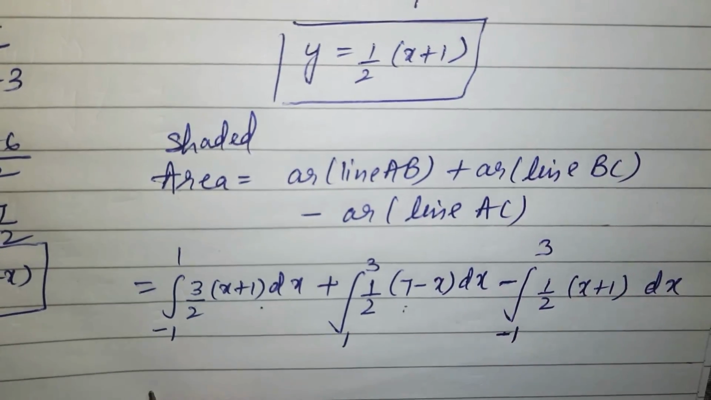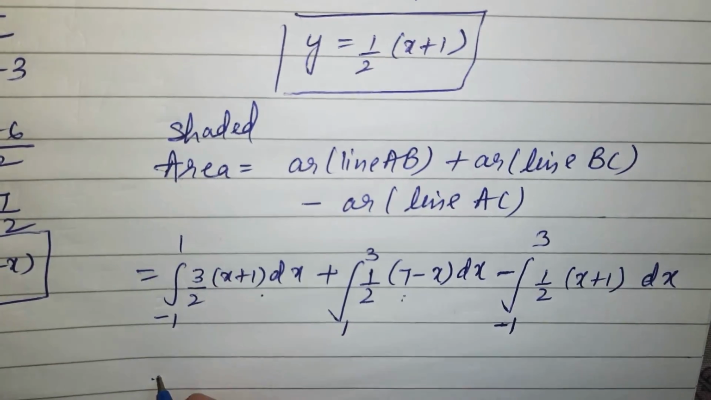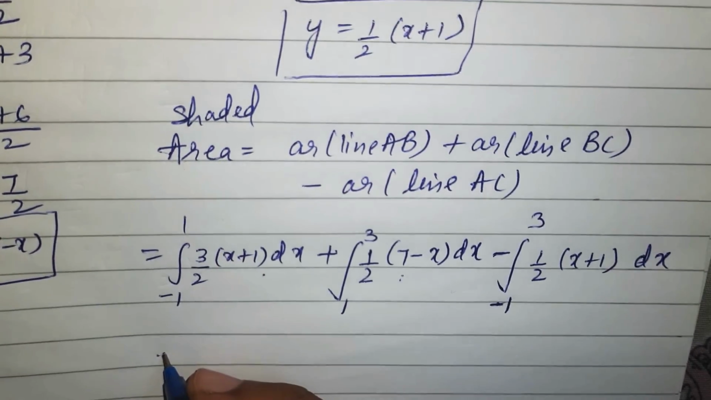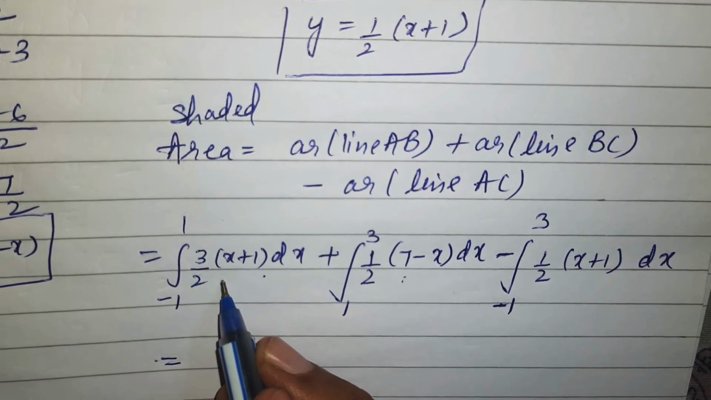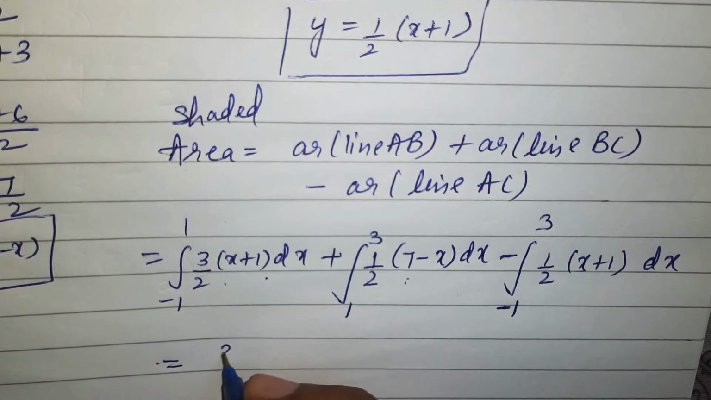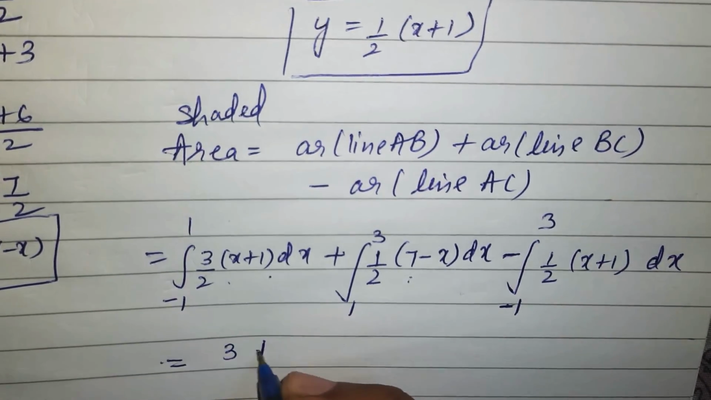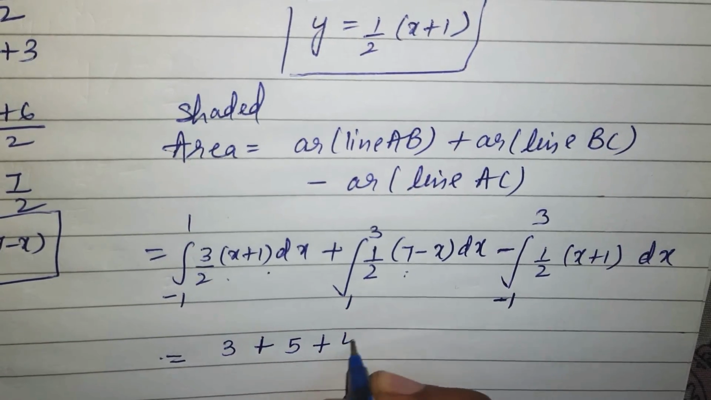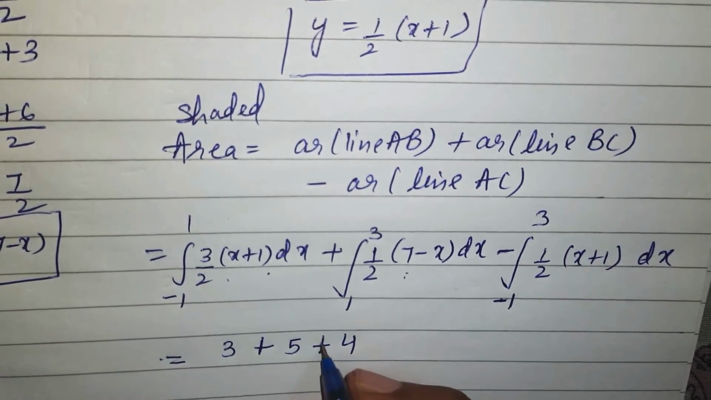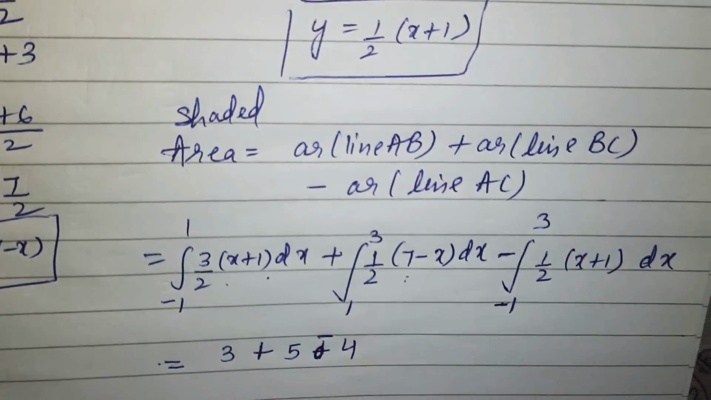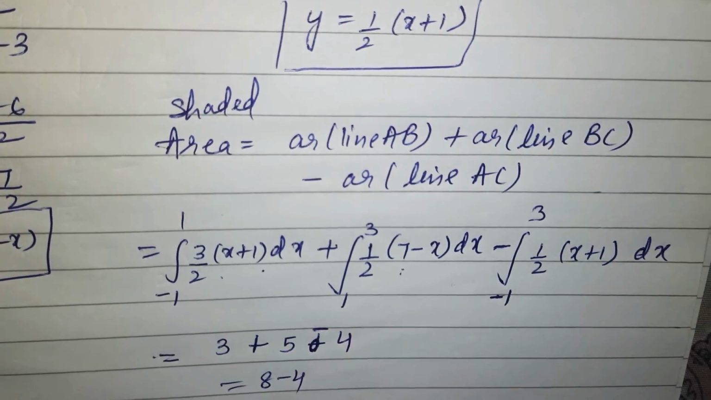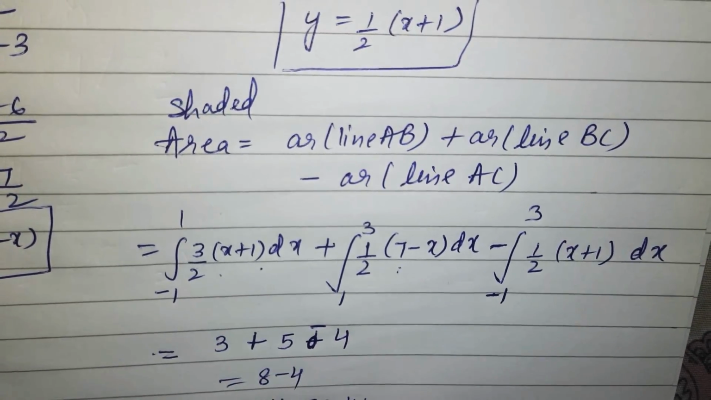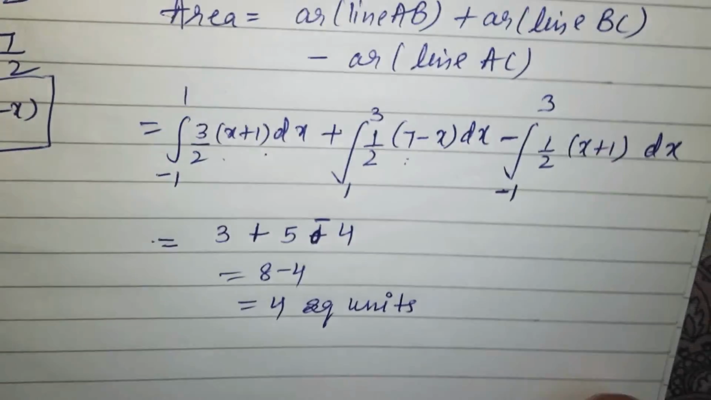After solving the integration, you can attempt it yourself. After solving, the final answer you will get: 3, then 5, then 4 after doing the integration, and this is of course minus. So 8 minus 4, 4 square units will be your answer for the area of the triangle.